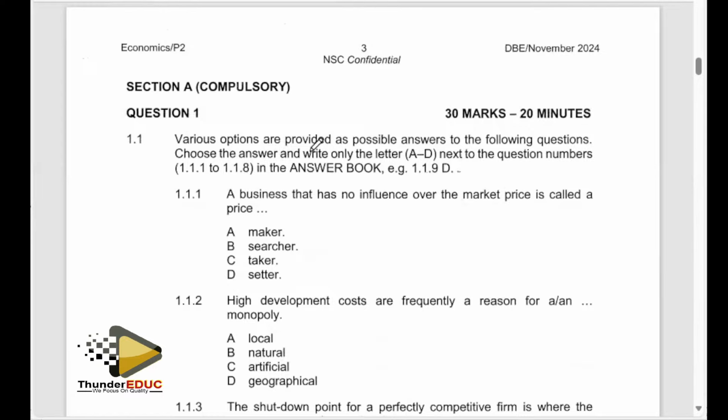1.1, various options are provided as possible answers to the following questions. Choose the correct answer and write only the letter A to D next to the question numbers. An example is given inside the bracket where you're actually given 1.1.1 to 1.1.8, and you're expected to write that inside your answer book issued to you.